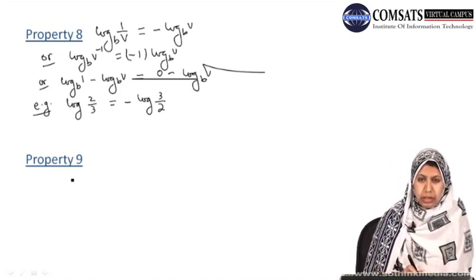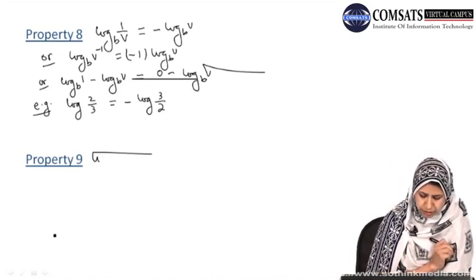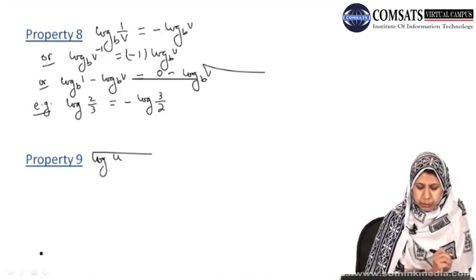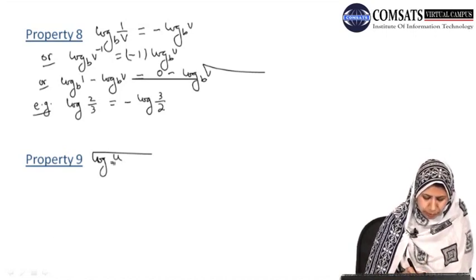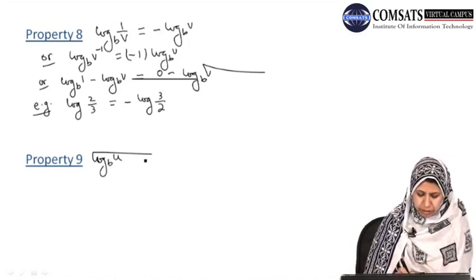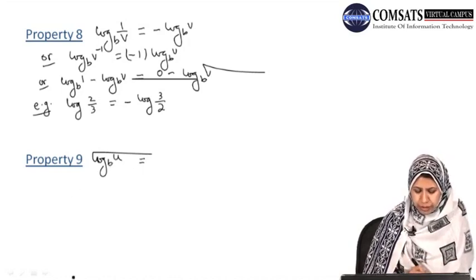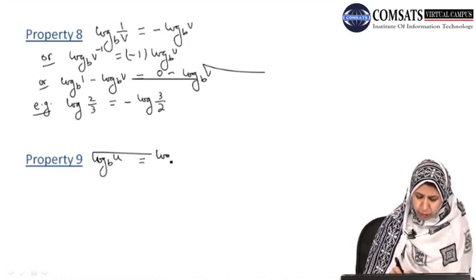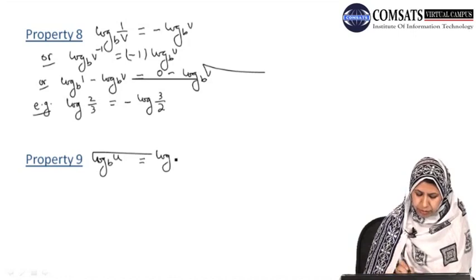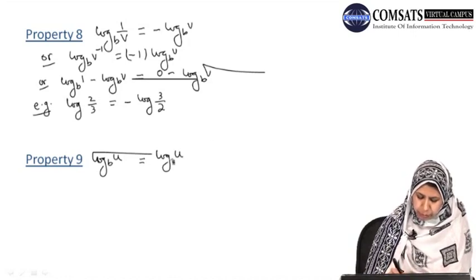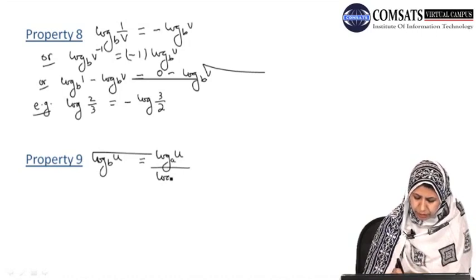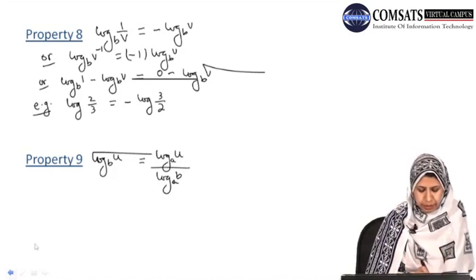Okay. Now our ninth property says that if we have a number u and we want to take the log of this number u to the base b, but in actual we want to find the log of u to some other base different from b, then how do we change the base? We take the log of u to the new base a, our required base, divided by log of the base b to the new base a.